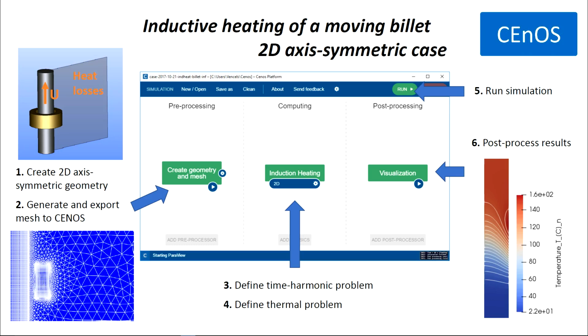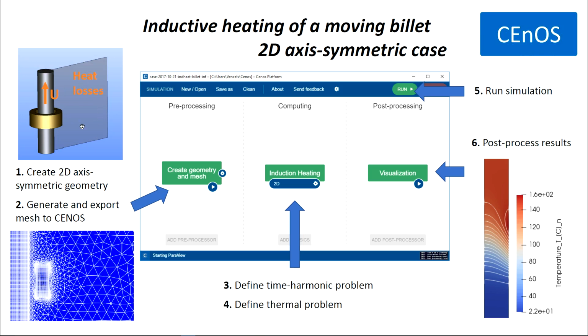I am the application engineer at CENOS, the affordable platform for engineering simulation. We integrate open source tools into the single user-friendly platform. Now, I would like to show you how to perform the inductive heating analysis for a billet which is moving with a constant speed. Our problem consists of one aluminum billet, copper inductor, and surrounding air.